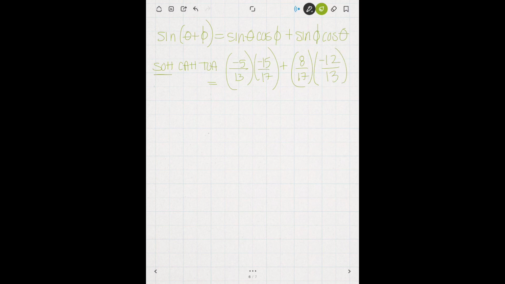And then I'm just going to multiply this all out. I can do this literally just all on my calculator. And when I do this, I'm going to have my calculator do it all in one fell swoop. So I'm going to type it in, and I get negative 21 over 221.